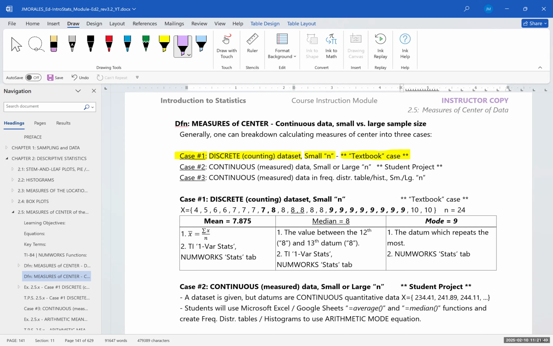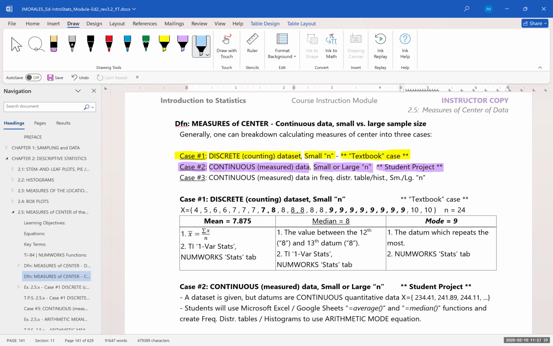So now we can move on to the second case, and that's instead of having a discrete data set, you have a continuous set of data. So continuous datums are measured datums, and most of the time they'll have some kind of decimal point in them. In this second case, where you've got datums with decimal points, you can have either small or large sample sizes. And this is most likely what you're going to be seeing in your student project.